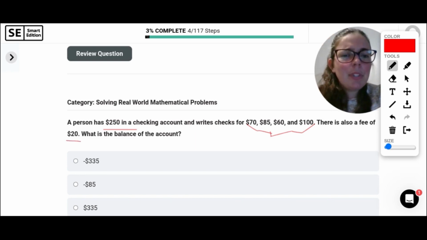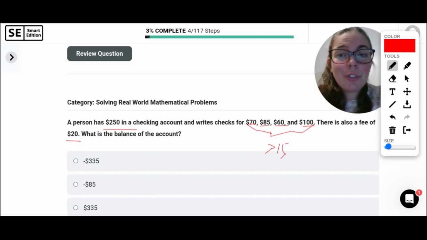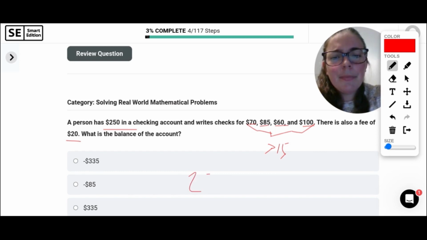So I'm going to add up the checks here just to figure out how much they're spending. So 70 plus 85 plus 60 plus 100. Okay, that gives me 315. That's how much they are spending when they write checks. If we also add in the $20 fee, they actually end up spending $335. So if you start with $250, okay, and you subtract 335, you will get your answer.